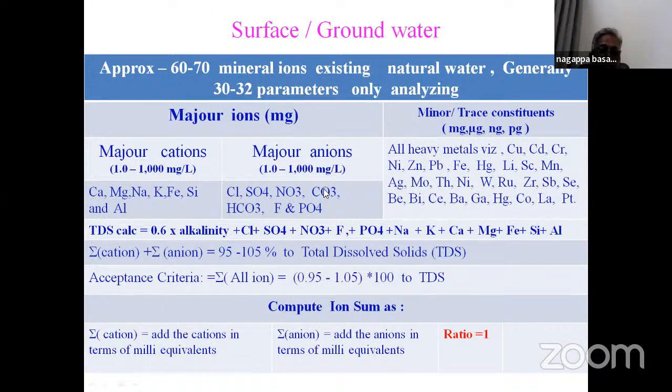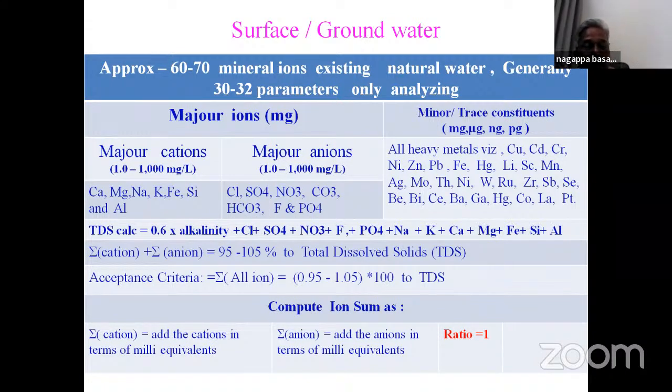This is the more important criteria to accept or reject the reports. For the water samples I am taking, I am verifying all the things. I already explained that in a given water, we classify ions into major ions and minor ions. Under major ions, we classify major cations and major anions once again, with concentration in the range of 1 to 1000 milligram per liter. The elements under major ions are calcium, magnesium, sodium, potassium, iron, silica, aluminum, and, among the anions, chloride and sulfate.